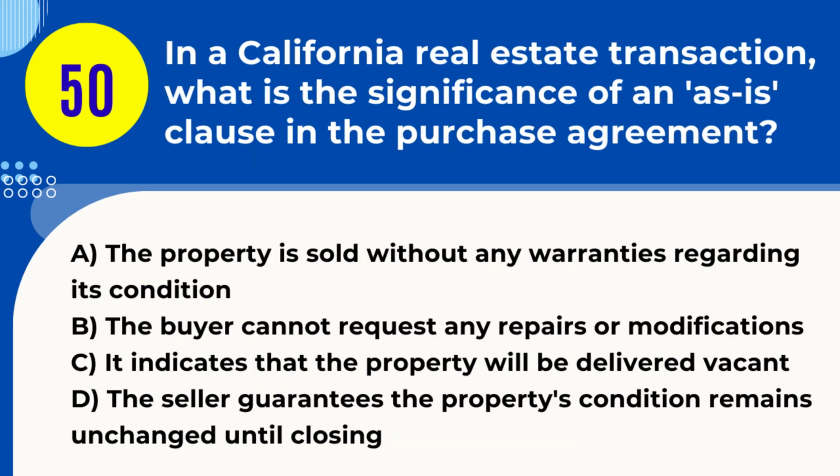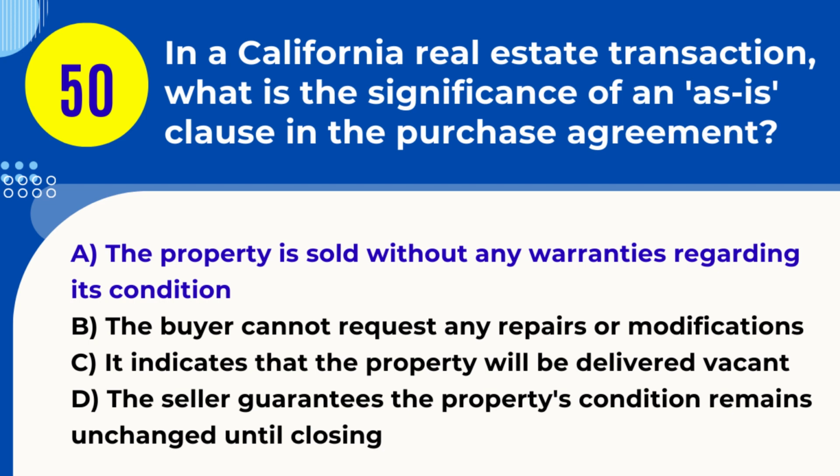Question 50. In a California real estate transaction, what is the significance of an as-is clause in the purchase agreement? A. The property is sold without any warranties regarding its condition. B. The buyer cannot request any repairs or modifications. C. It indicates that the property will be delivered vacant. D. The seller guarantees the property's condition remains unchanged until closing.